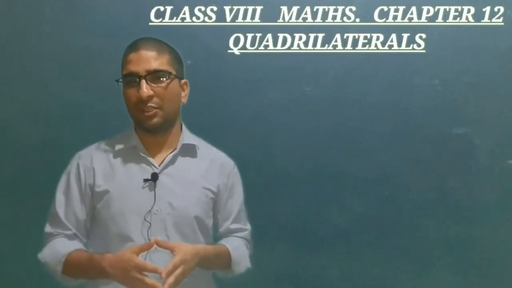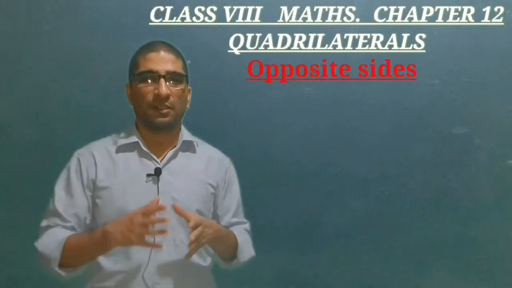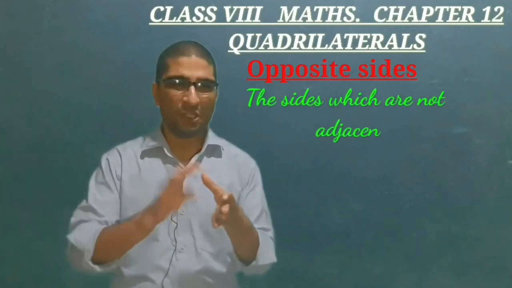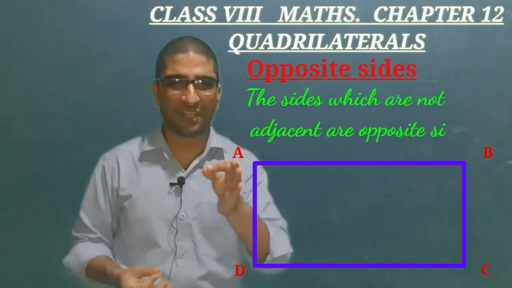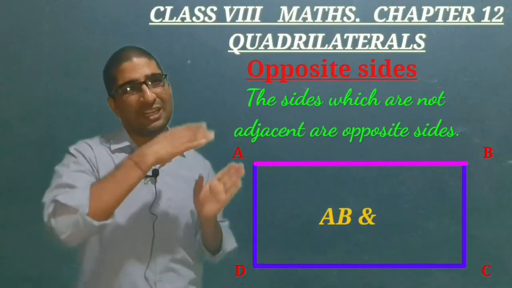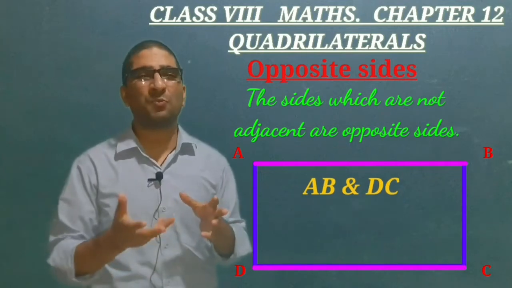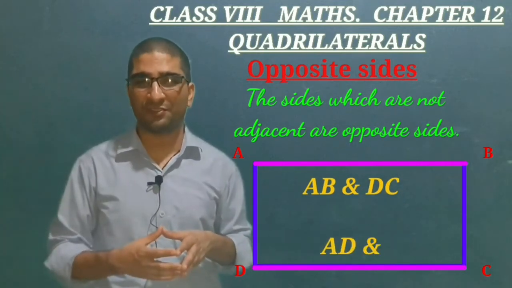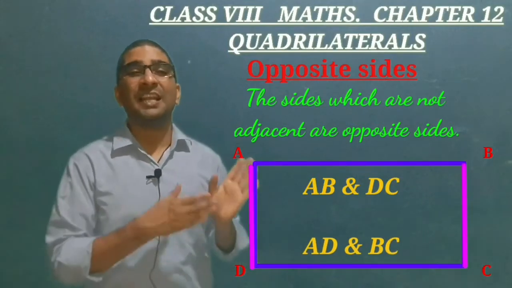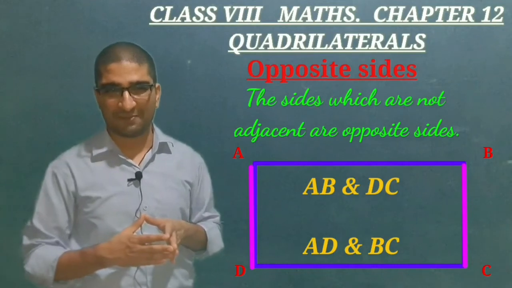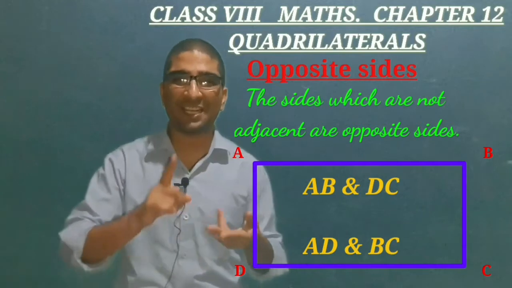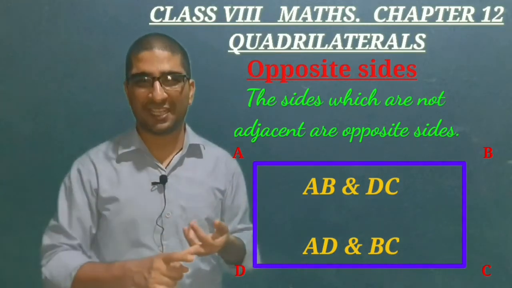Next point, opposite sides. The sides which are not adjacent. That means AB and DC don't have a common point, they don't have a common vertex to meet. So they are opposite. Similarly, AD and BC are opposite sides. So the sides which are not adjacent are opposite sides.